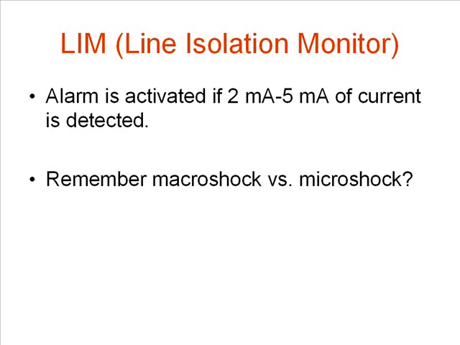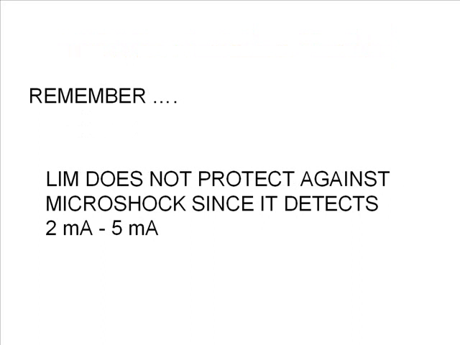The line isolation monitor alarm goes off if you have more than 2 to 5 milliamps of current flow being detected. But remember the macroshock versus microshock distinction? 2 to 5 milliamps of current going through you in a macroshock setting is harmless. But in the microshock setting, still can be a problem. And so the line isolation monitor doesn't solve the problem of microshocks, but does help with the problem of macroshocks.